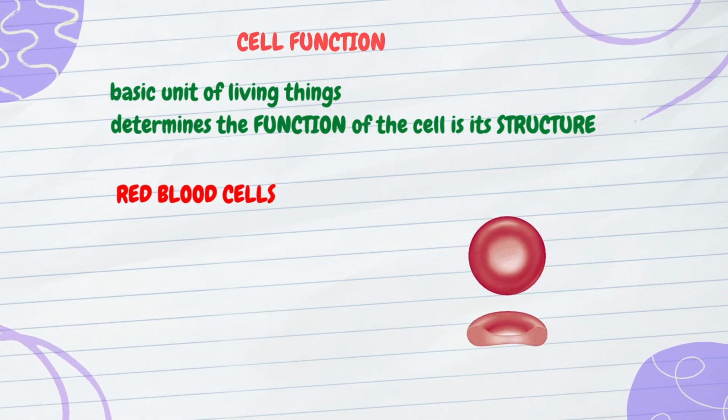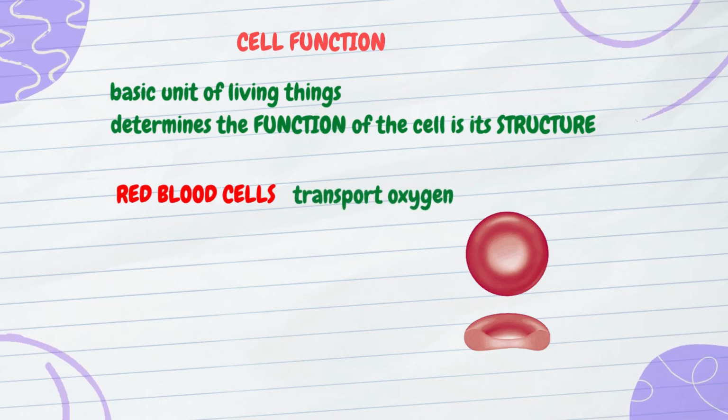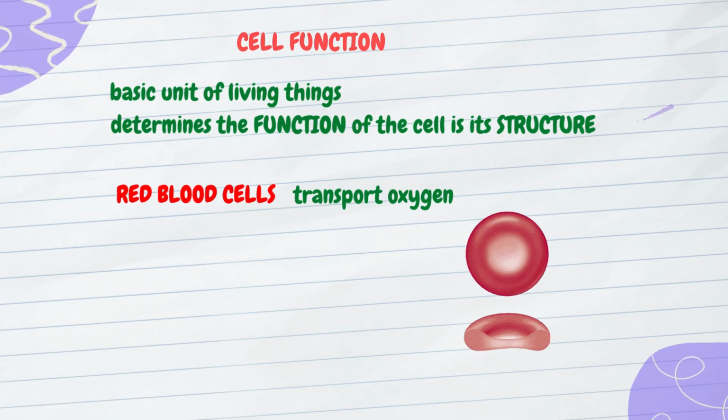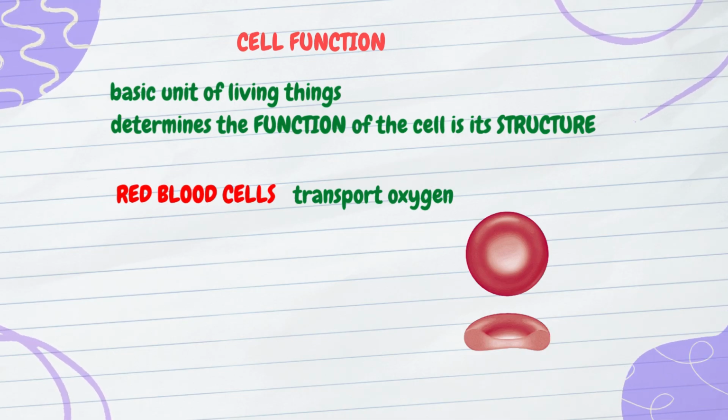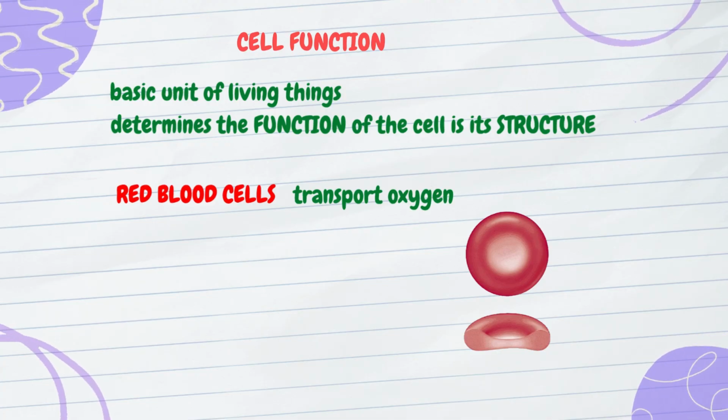First, the red blood cells. The red blood cells are found in the blood of animals. Their function is to transport oxygen from the lungs to all the body cells. Why do they perform this function? Because of their structure. Their structural features enable them to carry oxygen.